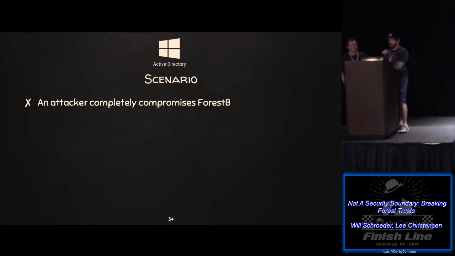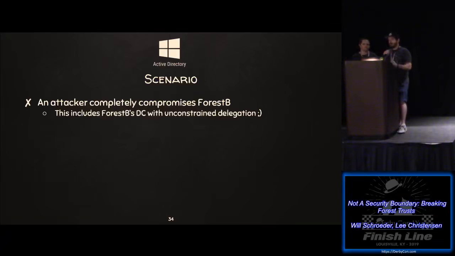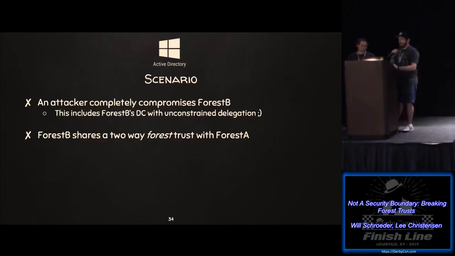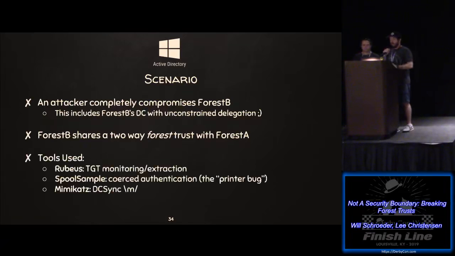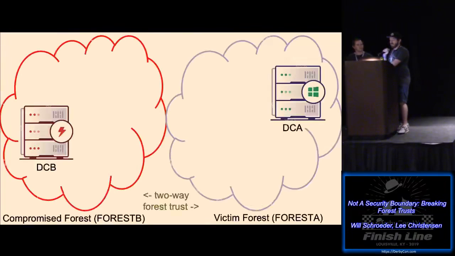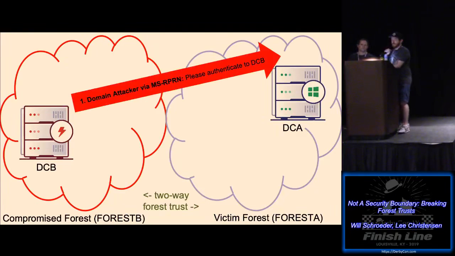All right, we're going to put all the pieces together. In this scenario, say an attacker completely compromises Forest B. This is also guaranteed to include compromise of at least one server with unconstrained delegation, which would be the domain controller for Forest B. Let's say Forest B shares a two-way forest trust with Forest A. Theoretically, based on this being a boundary, compromise of Forest B should not be able to facilitate compromise of any resources in Forest A. In this demo, we're going to use Rubeus for TGT monitoring and extraction, SpoolSample for the coerced authentication, and then Mimikatz with DCSync. There's only a few steps. There's not actually too many moving parts.